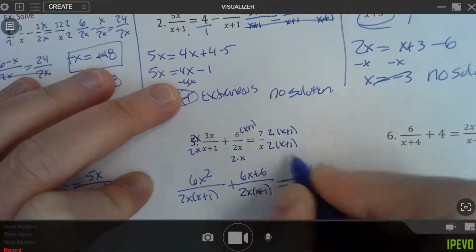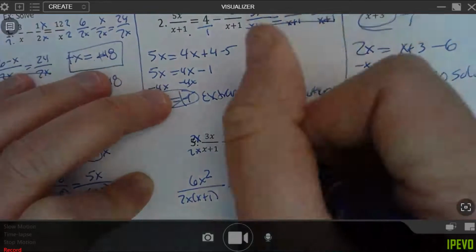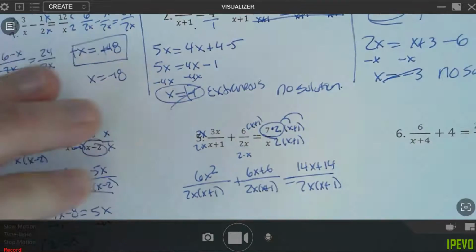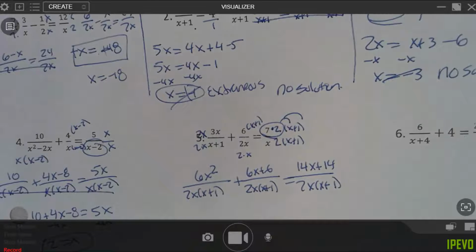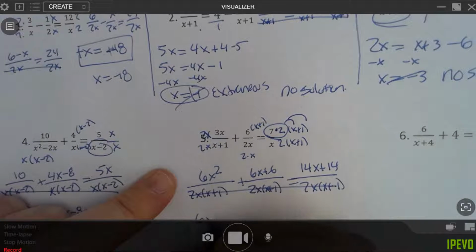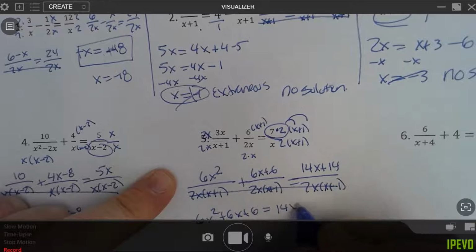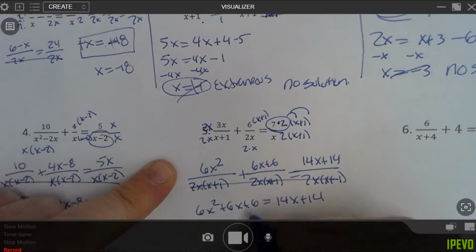And all I did here, you guys, is this makes 14, and I distributed the 14 to both terms. That's an imaginary multiplying right there. So now the bottoms are the same, so they cancel. So you're just going to solve your tops. So I get... so bring these 2 terms over.